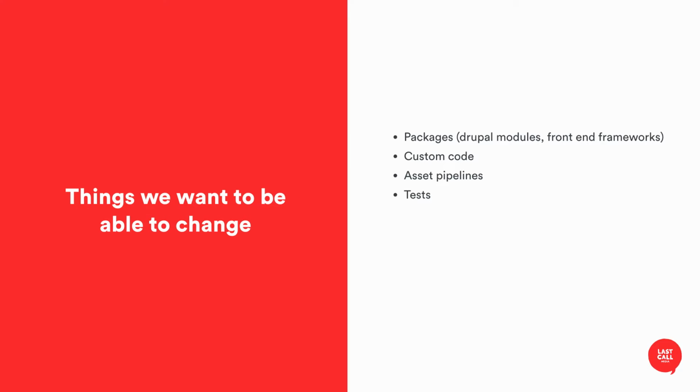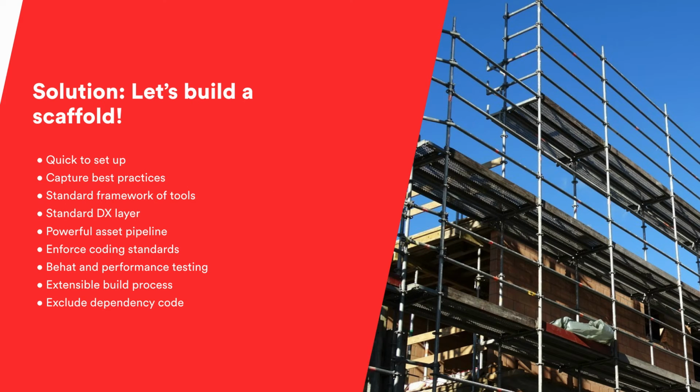And the actual content of the pipelines, what happens in there, so like, do we minify JavaScript, do we not? That stuff we wanted to be flexible as well. So we wanted the interface to the asset pipeline to be the same, but we wanted the pipeline itself to be able to be different. And the tests that actually go into it are going to be different as well. So that was our problem.